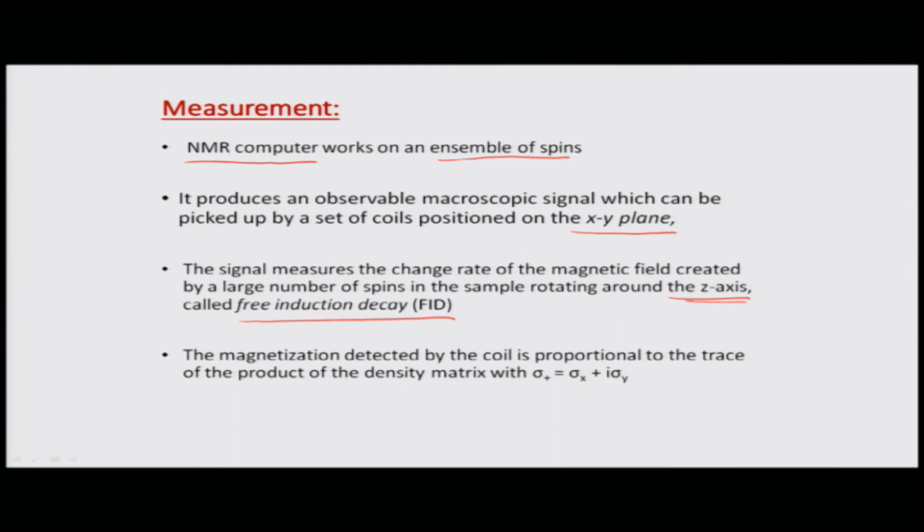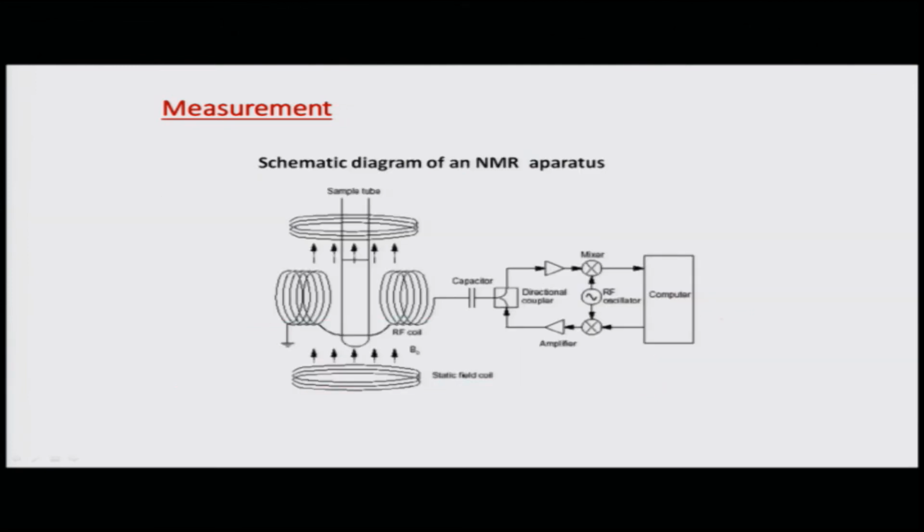The magnetization detected by the coil is proportional to the trace of the product of the density matrix with sigma plus, which is basically sigma x plus i sigma y. So, this enables the detection of the magnetization which is being read by the coil, as it is proportional to the trace. And in terms of measurement, the schematic of the diagram looks like this.